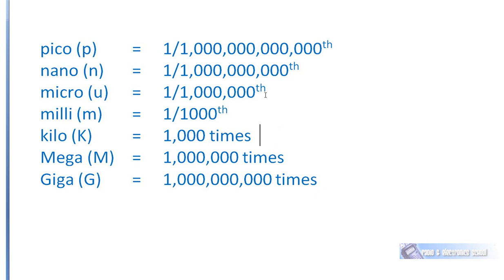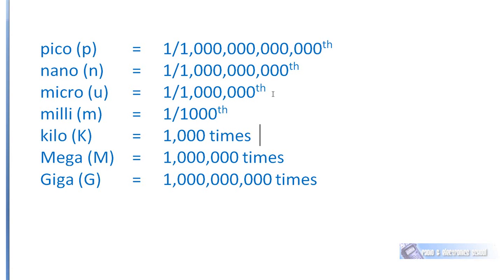So starting with the smallest one, pico, a picoamp, is a millionth of a millionth of an amp. That's very, very small. We use pico for current, we use it for capacitance a lot. So if it's a picoampere, it's 1/1,000,000th of 1/1,000,000th of an amp. Nano is a thousandth of a millionth. So if you have 1 nanofarad, you have a thousandth of a millionth of a farad.